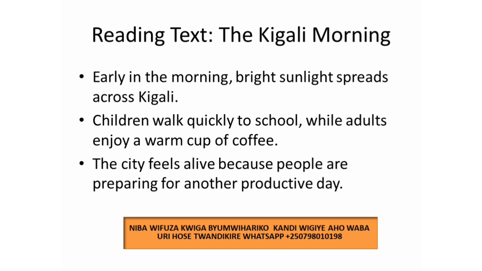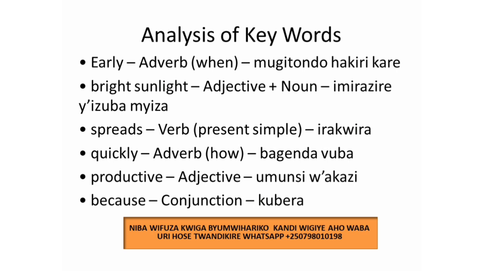Then let's see what the different parts are in this text and how they are used, for you to be able to understand why this word has been used here, and again, where can I use this word? Let's go. The words you've seen include early, bright, sunlight, spreads, quickly, productive, and because.